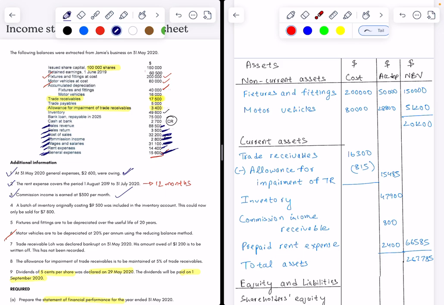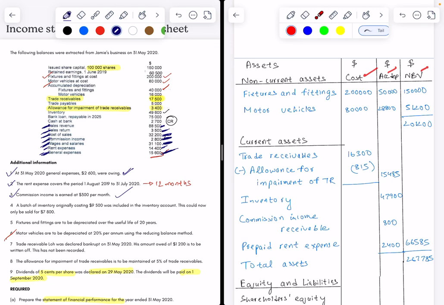And assets can be categorized into non-current and current assets. Non-current assets refer to assets which we will use in our business for more than 1 year. And current assets refer to assets where economic benefits are expected to be received within 12 months. Now, starting with the non-current assets, we want to show this in 3 separate columns, which is the cost, the accumulated depreciation, which also stands for the total depreciation, and then the net book value.